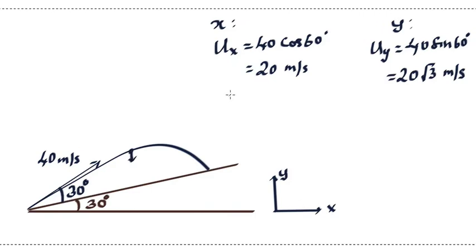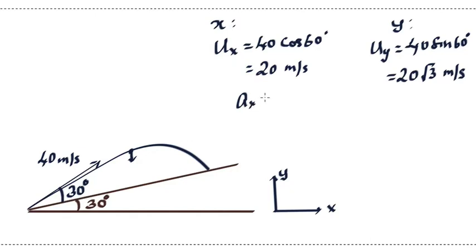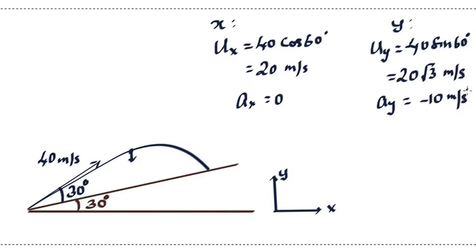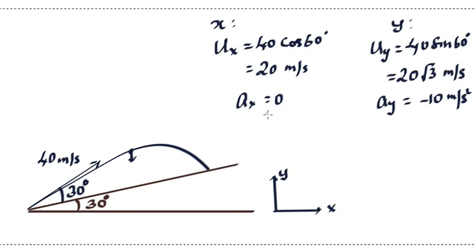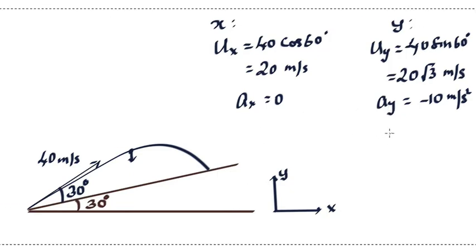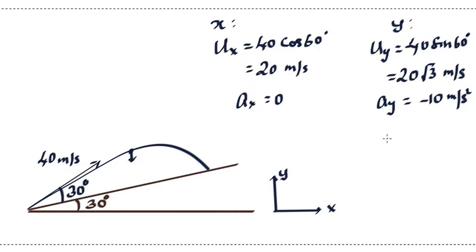The acceleration due to gravity has no x component. Ax is 0, whereas Ay is minus 10 meters per second squared. This is the reason we choose x and y axes like this, because the acceleration splits into very simple components. Now we can write down Vx, Vy, Sx, Sy. But what are Sx and Sy?